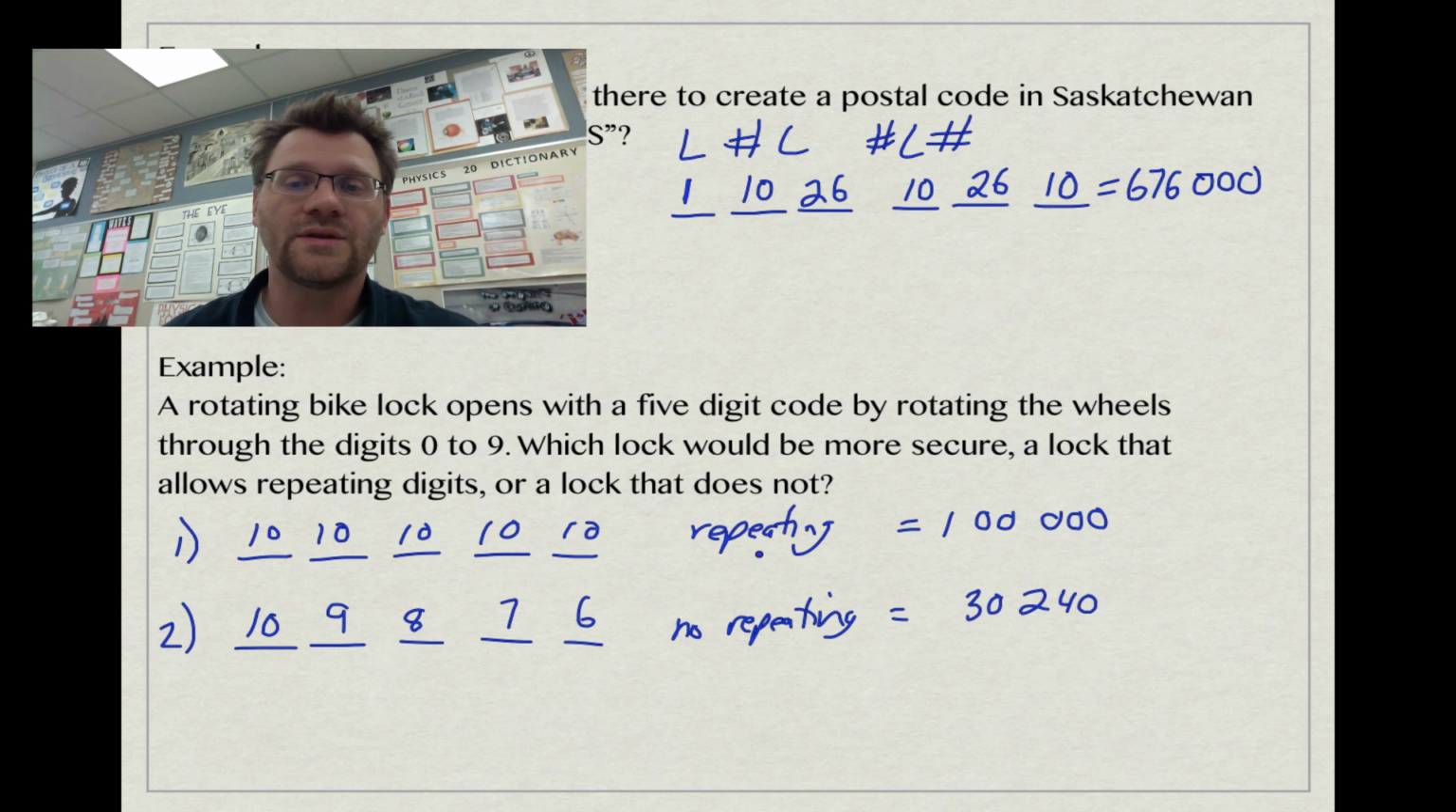So if you want a lock that's more secure, you'll want to get one that you can repeat numbers with, because you have 100,000 different lock combinations as opposed to 30,240 different combinations.